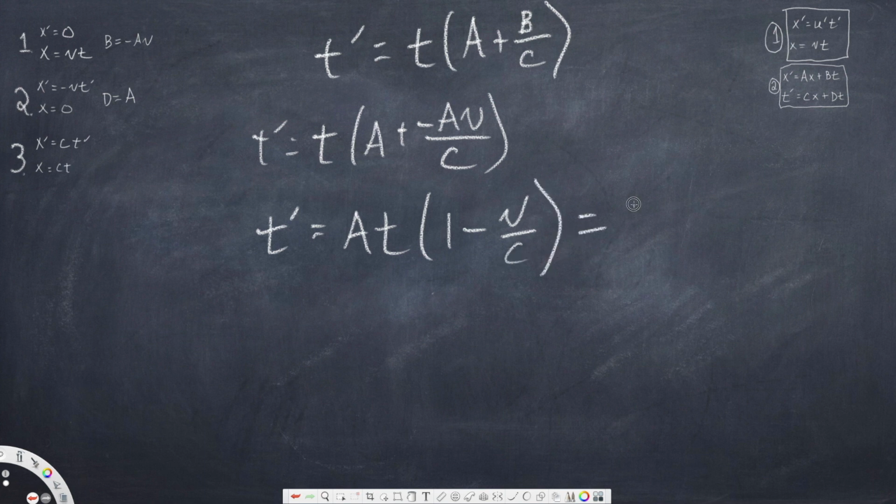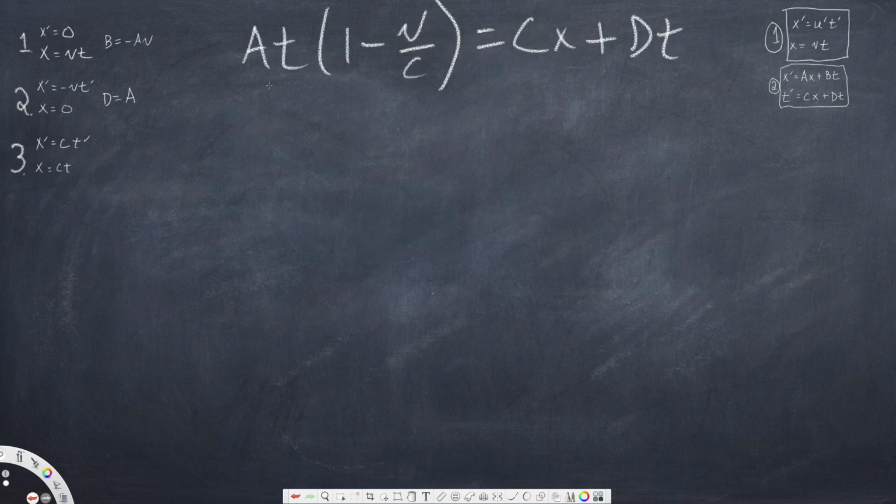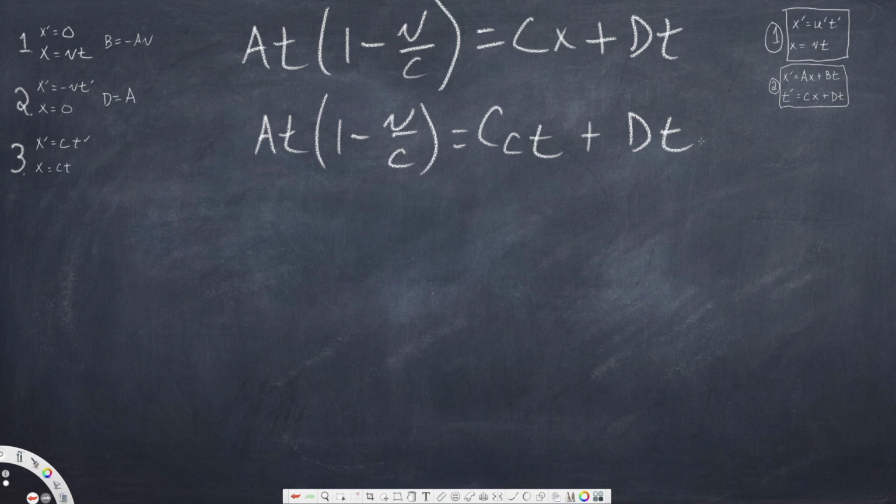And we know that should be equal to cx plus dt. When we plug this in, we have a t times 1 minus v over c on one side, and we have that x is actually the speed of light times t, plus dt. We can see that we have a t on both sides, so we get rid of all of the t's.